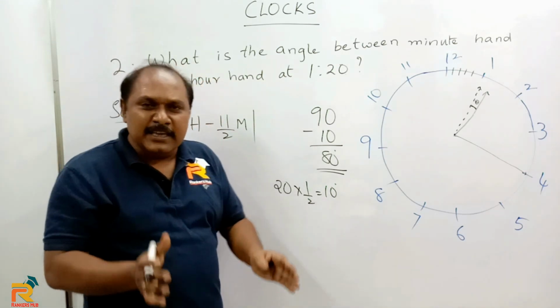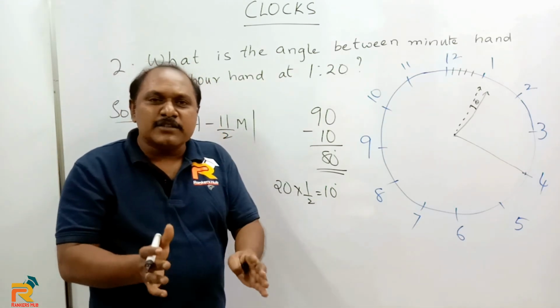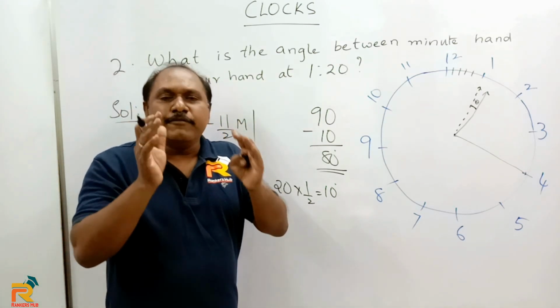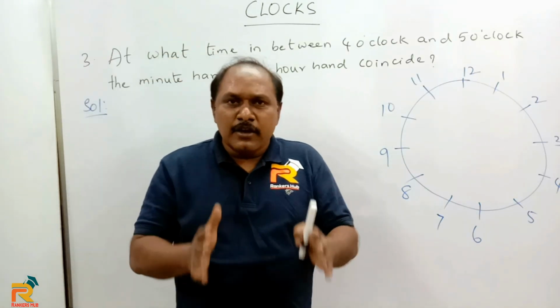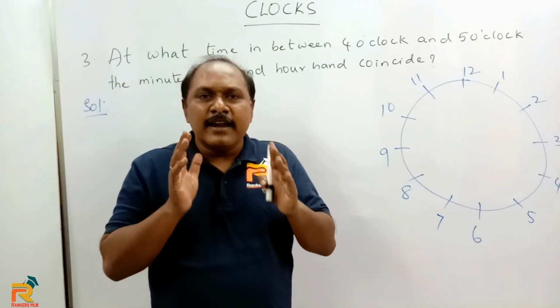Now you can clearly see how easy it is to answer this question without using a formula. Hope all of you understood how to answer the question to find the angle between the minute hand and hour hand at a given time.